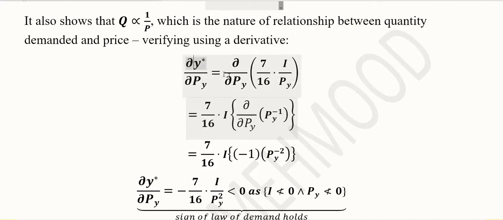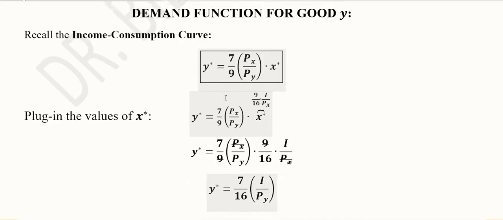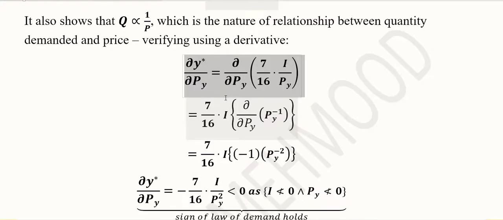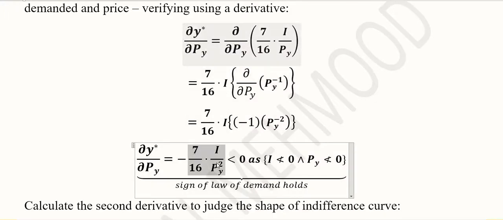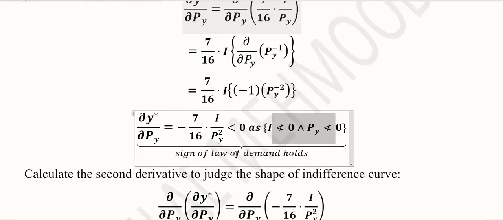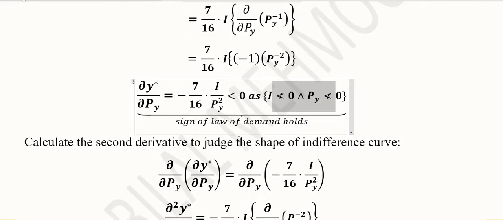We have done this. You can pause the video, go back to the first order derivative with respect to x, and see how this was calculated. It is quite similar, and you will find that all these values are non-negative. So this negative sign will make this value a negative one, and these are various reasons for that. So the law of demand will hold in this case as well, where we are talking about good y.